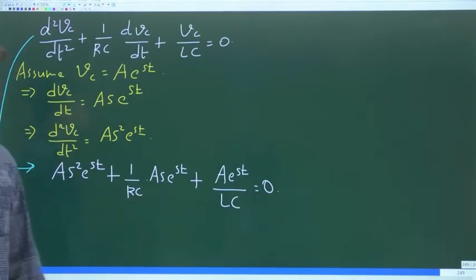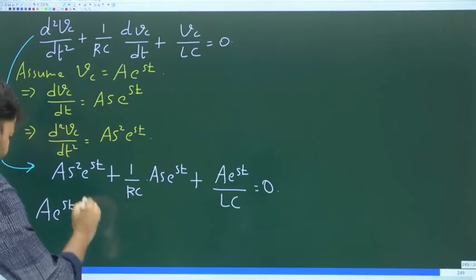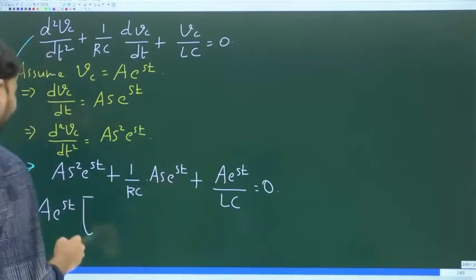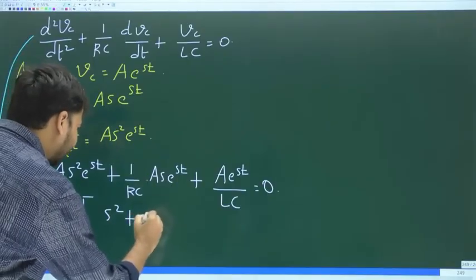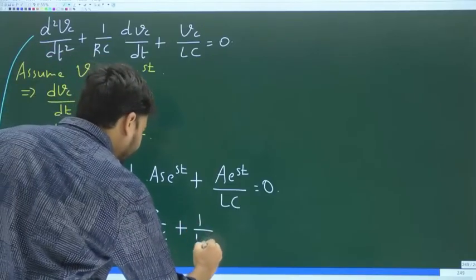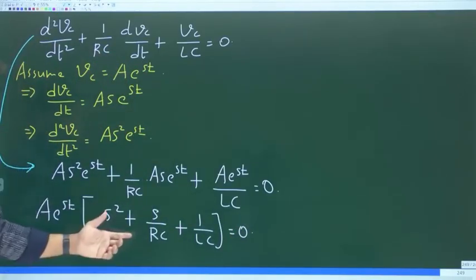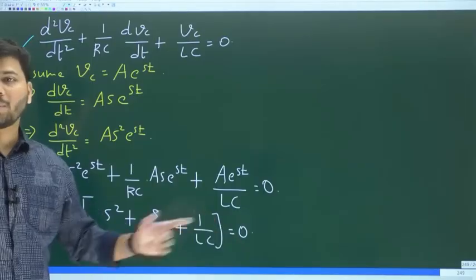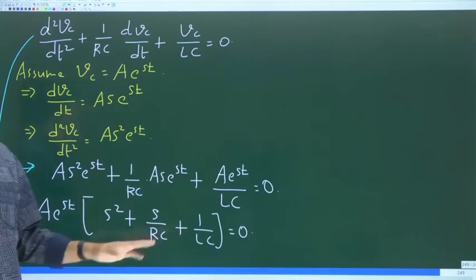Now in this equation on the left hand side, what is common to all the three terms? Is it not A times e power st? If you take out A times e power st as common, then what will be left on the left hand side? We get s square plus s divided by RC plus 1 by LC equal to 0. Whatever is the polynomial multiplying this A times e power st, if that polynomial is equal to 0, then you get the characteristic equation, because A times e power st is not 0.